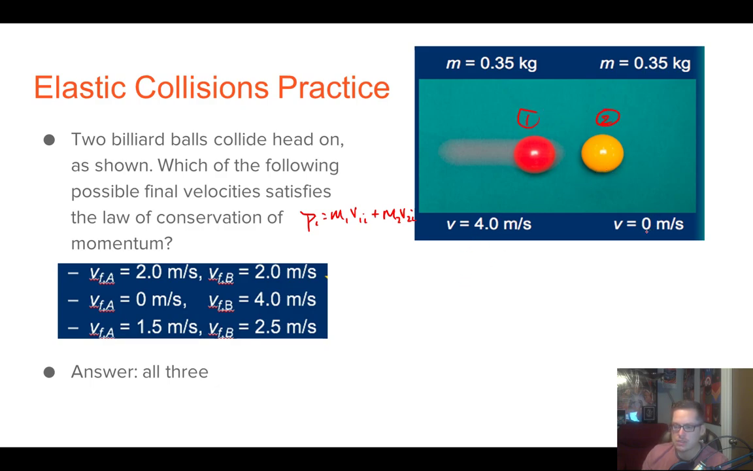So we know this term is 0. Our second velocity is always going to be equal to 0. So really our initial momentum is always going to be equal to m1v1i. All right, so in this case it would be 0.35 times 4.